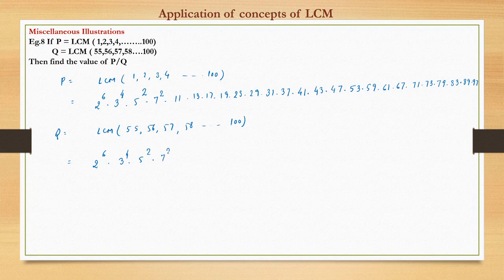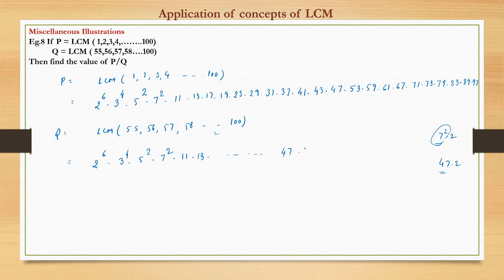Then 7 raised to power 2, because 98 would be there in this number set. 98 can be written as 7 square into 2, so from there 7 raised to power 2 would come, the maximum power of 7. Then in 11, 13, and so on, the same would go up till 47, because 94 would be there in here, right? 94 can be written as 47 into 2. So 47 would come from there.